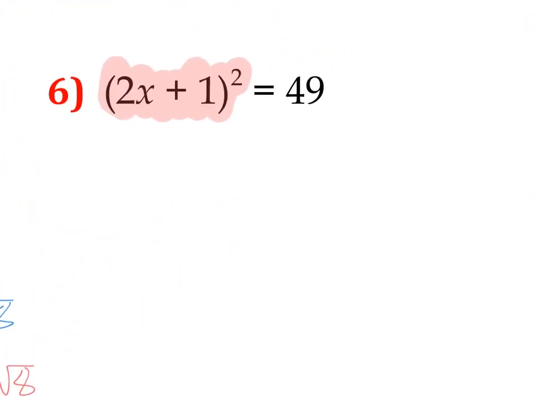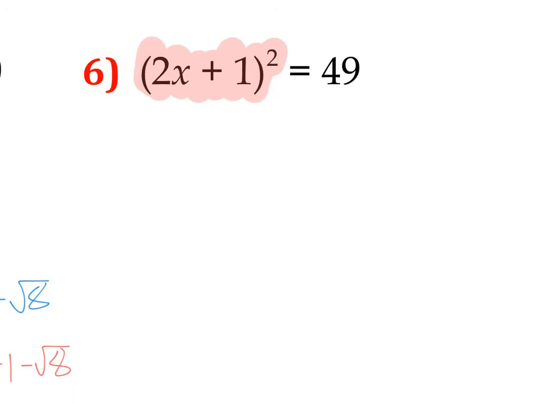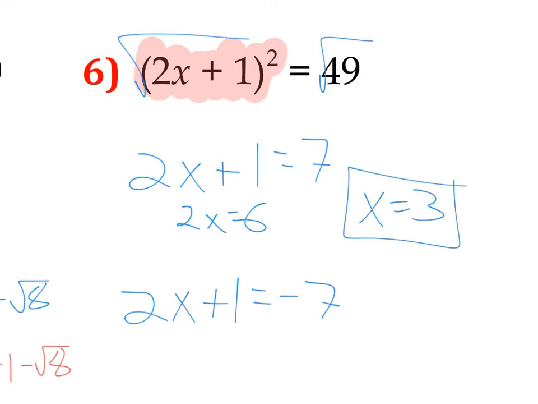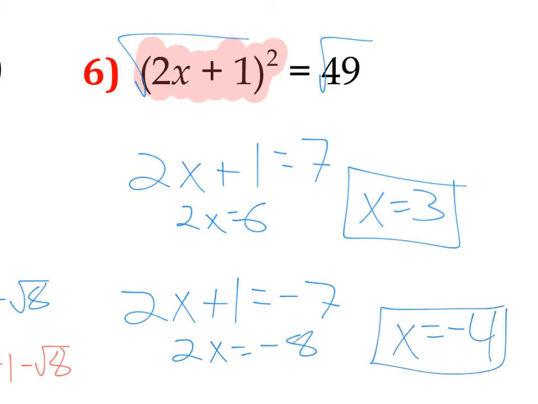All right, last and final one. Right here, the square term is already isolated, so let's go ahead and square root. So we'll have, let's see, that'd be 7 or negative 7. And then when we go through to solve these, on this first one here, we'll subtract the 1 over. Actually, we'll subtract 1 over on both sides. This would be 2x equals 6, so x equals 3, if I divide out the 2. 2x equals negative 8, divide by 2, x is negative 4. Awesome.